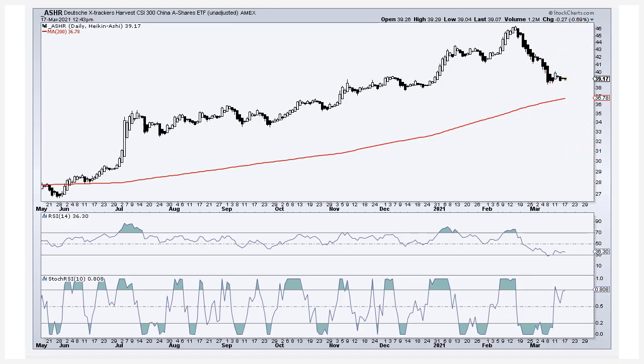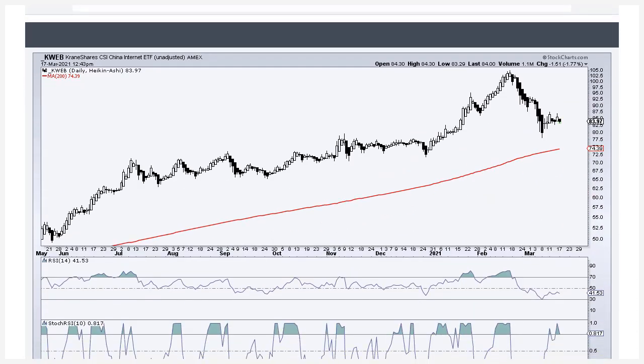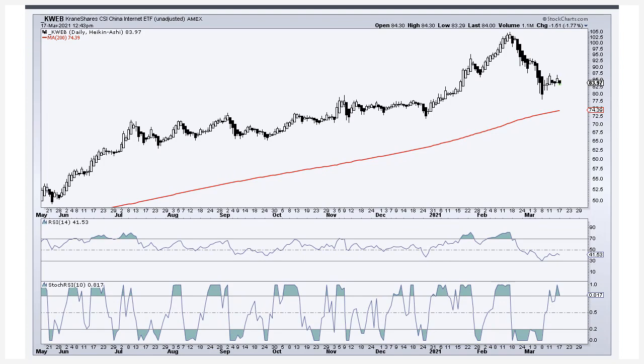And then the next one we're going to look at would be the internet ETF, KWEB from KraneShares, and the same exact pattern working here. Big surge to new highs, a pullback, and then a consolidation. And there's that high from last Friday. And we need to break above that to get the bulls going here.